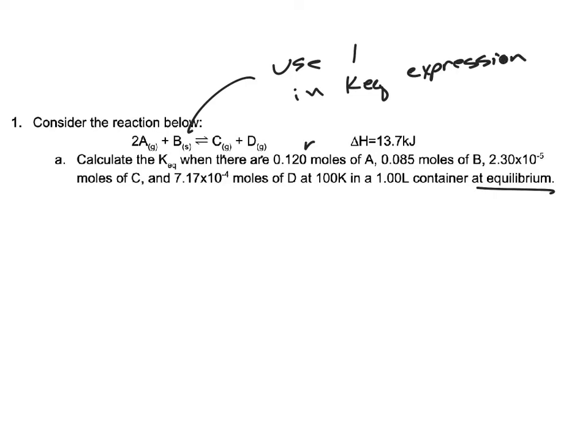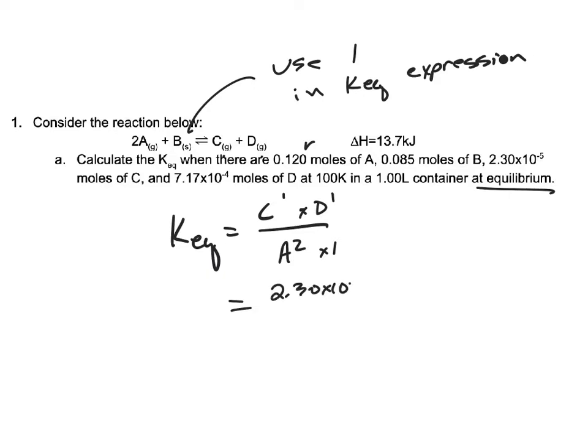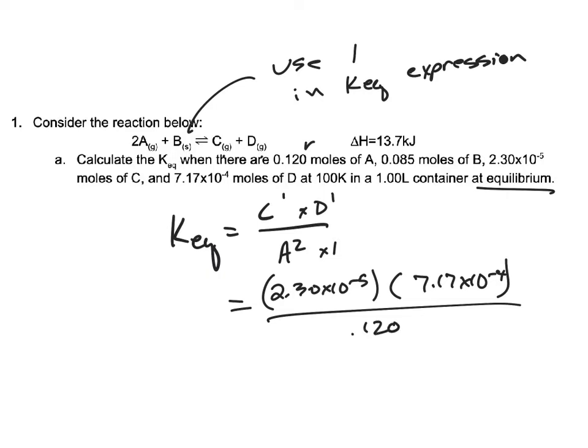So for us, the question is, what is the K_EQ? We know that K_EQ is C to the first times D to the first over A to the second. And since, again, B is the solid, it would just be times 1, so you don't need to include it in the expression. At equilibrium, it gives you all of these values. C was 2.30 times 10 to the negative 5th. D was 7.17 times 10 to the negative 4th. All of that is divided by 0.120 of A to the second power.